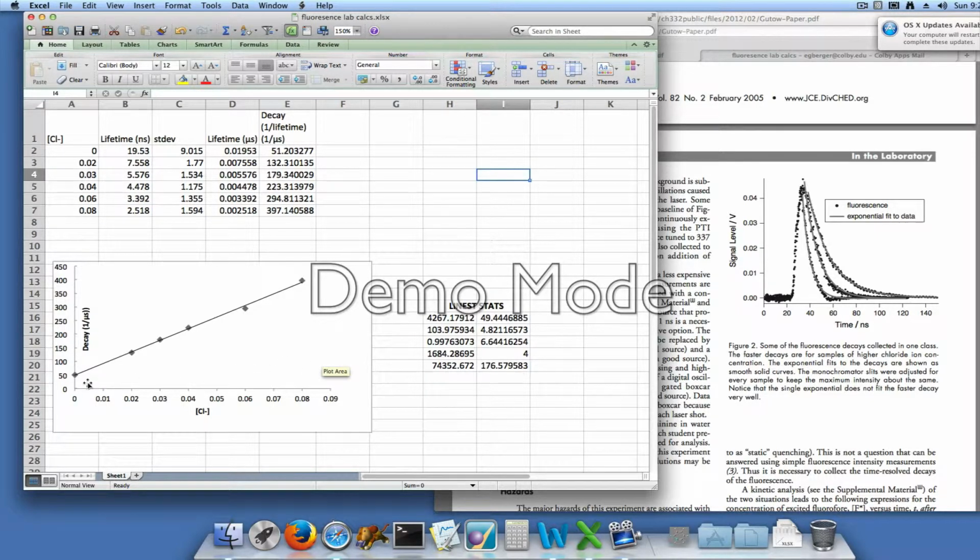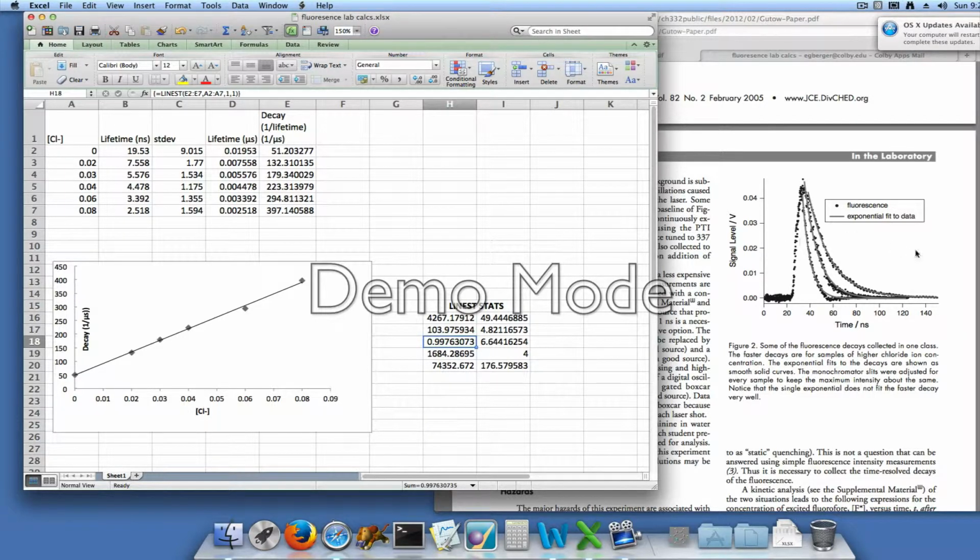So as you can see, we have a very linear relationship with chloride ion concentration on the x-axis and the decay rate on the y-axis, and that's measured in inverse microseconds. And so we have an R² value on this of 0.9976, which is pretty good.